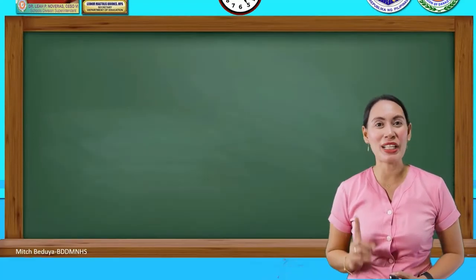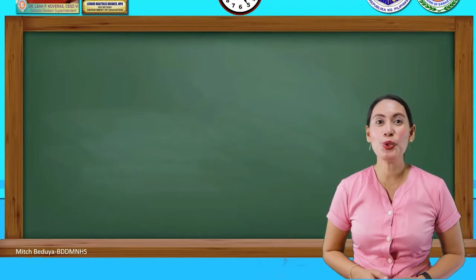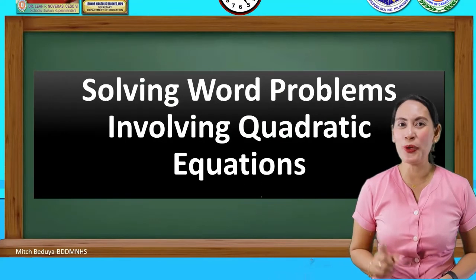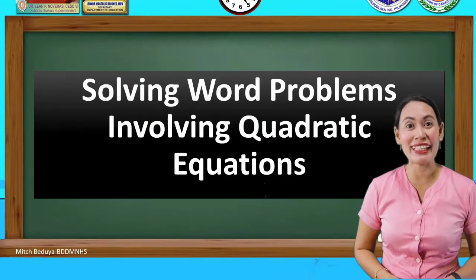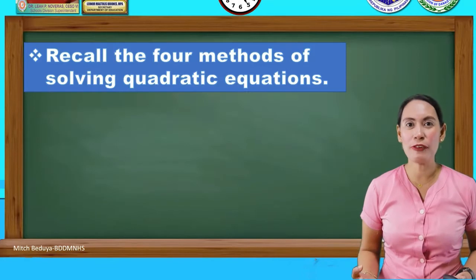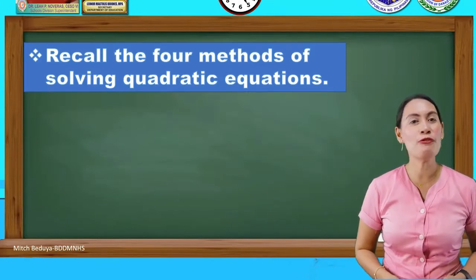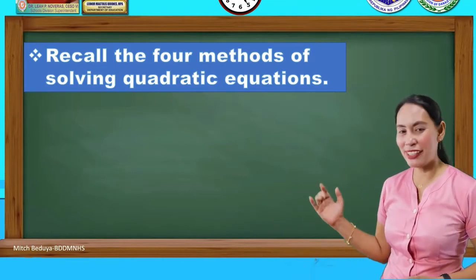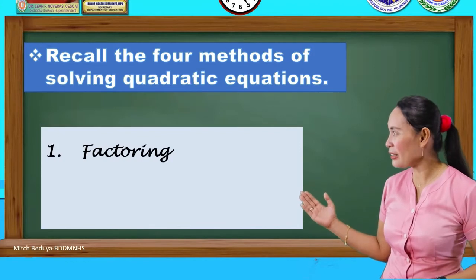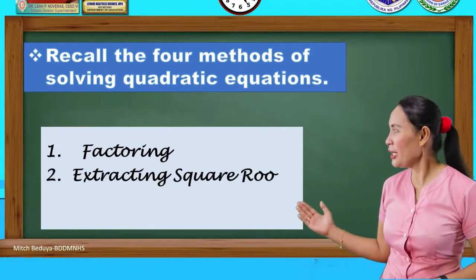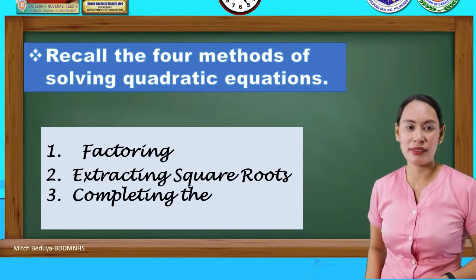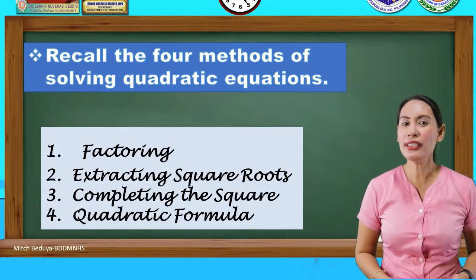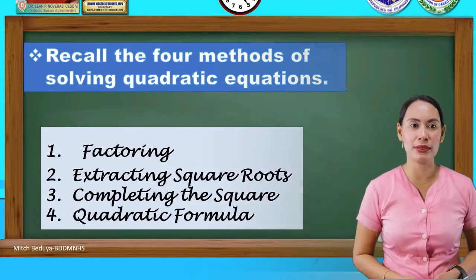You know already how to translate word problems to mathematical equations, and you are now ready to solve word problems involving quadratic equations. Let's recall first the four methods of solving quadratic equations. Number 1, factoring. Number 2, extracting square root. Number 3, completing the square. Number 4, quadratic formula. Here are the steps in solving word problems.